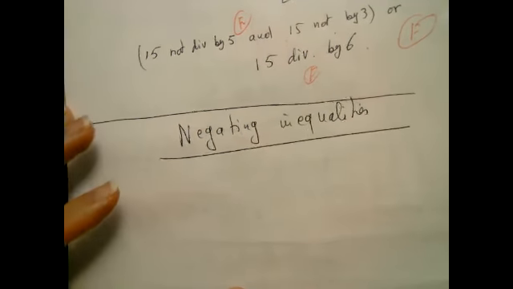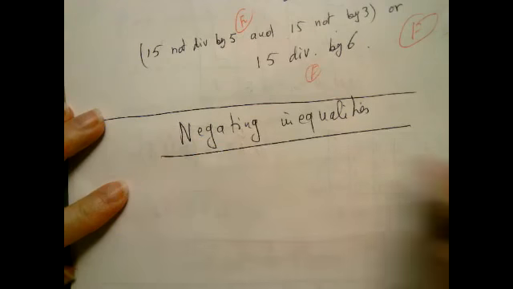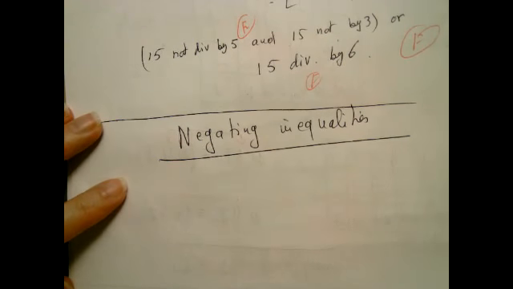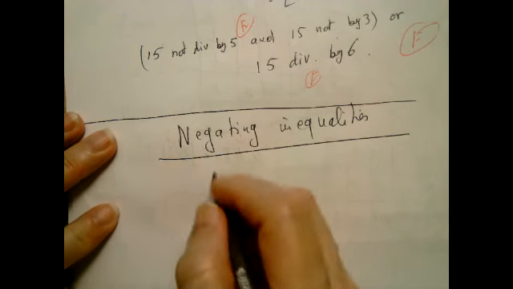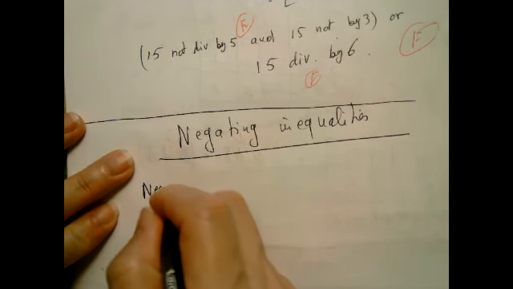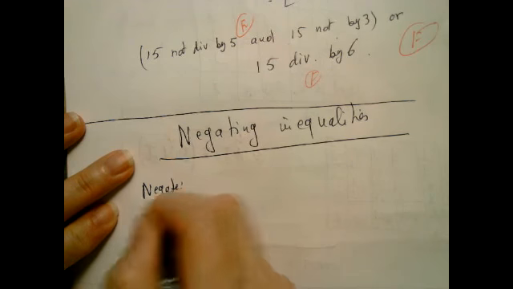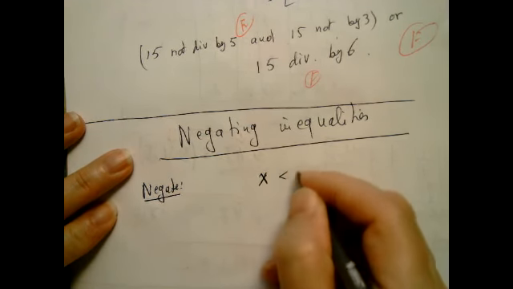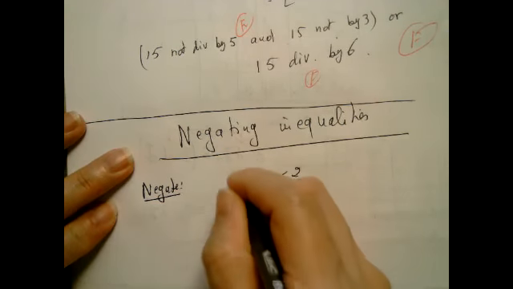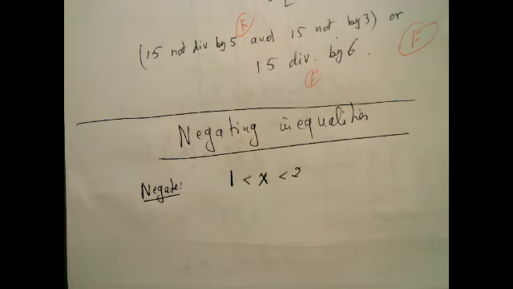Okay. Suppose x is a number. So x is a number that's in my head. You don't have to worry about it. And I'm telling you, negate the following statement. Negate x. So x is something in my mind between 1 and 2. Okay? And I wanted to negate this statement.